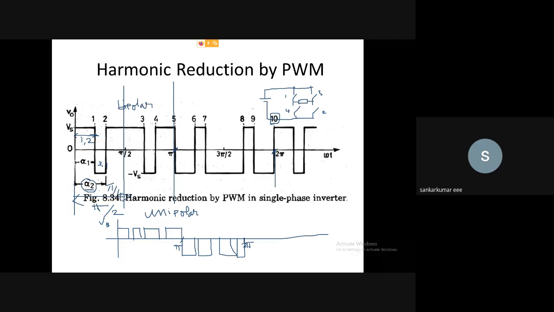Up to pi by 2 we are choosing. So this is the time period we are taking for the analysis. For the first interval, 0 to alpha 1, it will be plus Vs. Then from alpha 1 to alpha 2, it will be minus Vs, and after that it will be plus Vs from alpha 2 to pi by 2. So we have substituted plus Vs, then minus Vs for alpha 1 to alpha 2, and again plus Vs for alpha 2 to pi by 2.